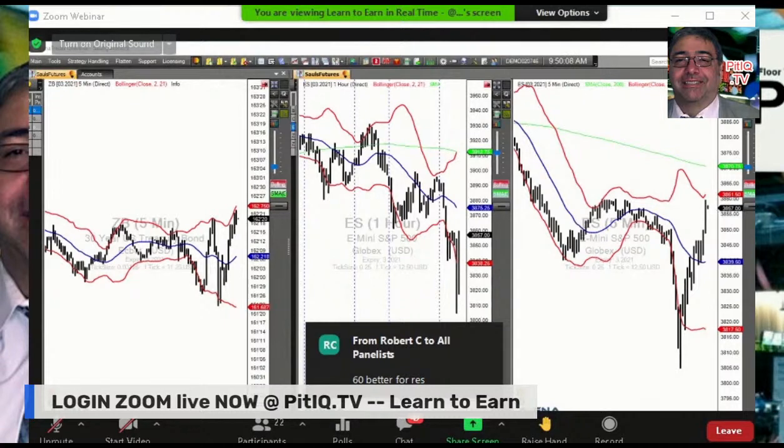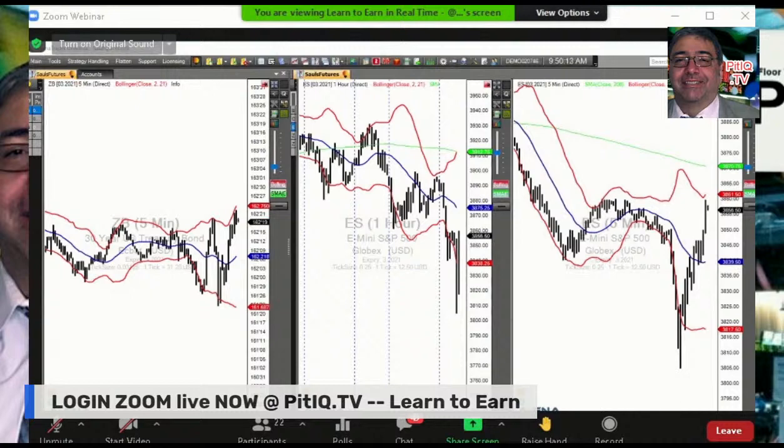All right, now we're rotating here off of the 60 area. Got right up to 59 and change there, almost 60. And a nice little rotation. Remember how you're scaling in.